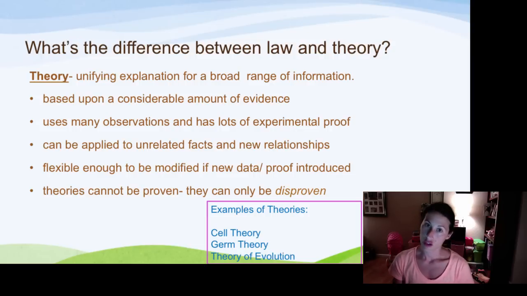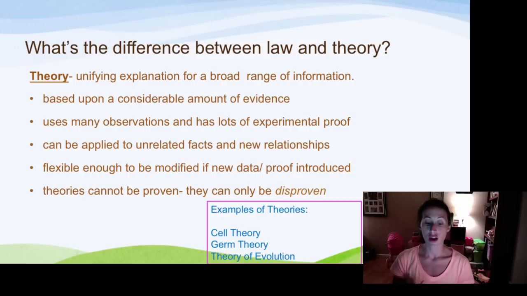The other thing I wanted to talk to you about is the difference between a theory and a law. A theory is an explanation for a broad range of information based on lots of evidence that support the hypothesis or the theory. It has lots of experimental proof. It can be applied to unrelated facts and new relationships that come about. It's flexible enough that you can modify it if new data or proof is introduced. Theories can't be proven. They can only be disproven.